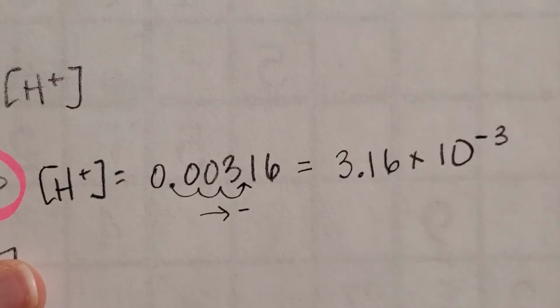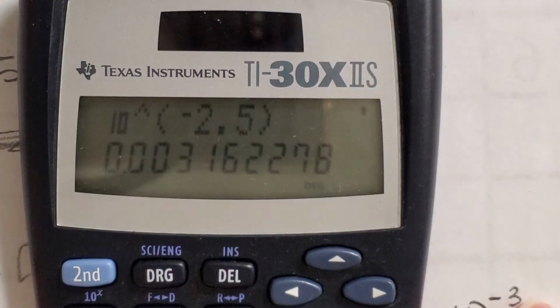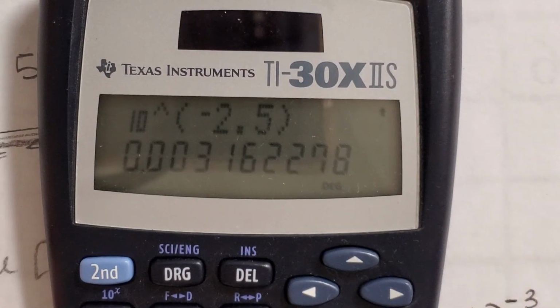I'm showing you that because if your answer isn't a crazy big number, then it's going to show up like that on your calculator. But I would really like y'all to know how to convert that to scientific notation if you have to.